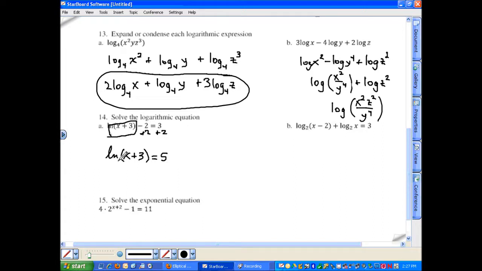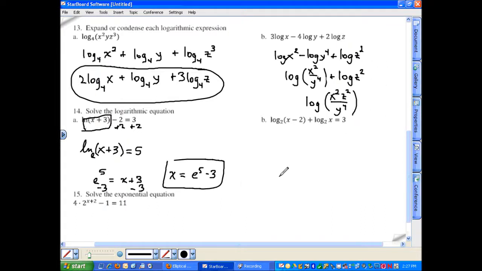Now the natural log, again, has a base of e. If we rewrite this in exponential form, this is our base, base e. The 5 acts as the exponent, and the x plus 3 is no longer inside of a logarithmic function because we've rewritten this in exponential form. Now, last step to isolate x is to subtract 3 on both sides, so x is equal to e to the fifth minus 3.